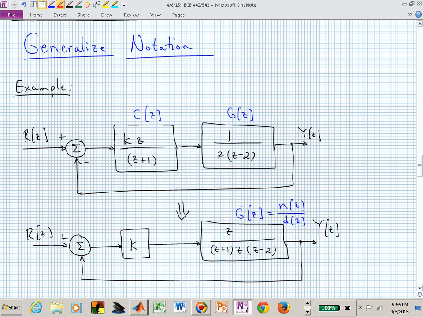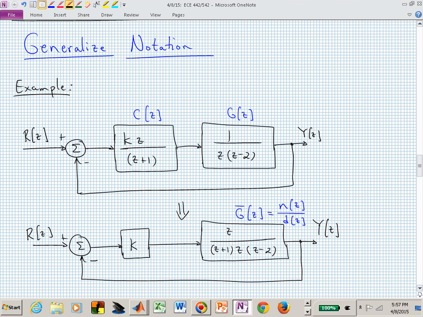But what I'm wanting to capture now is I'm going to push all of those poles and zeros into a common transfer function I will call G bar, and then I can isolate my gain K, and now, if I use the proper feedback sign, I have the standard block diagram for a root locus. And all I have to do is adjust the gain K to sketch the root locus for that combination of poles and zeros.